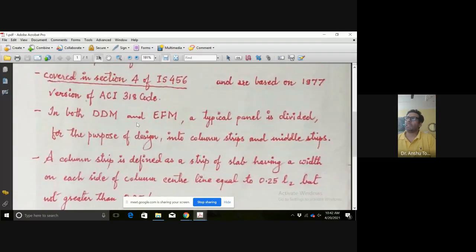In both the methods, a typical panel is divided for the purpose of design into column strip and middle strip. This is another difference. As in RCC frame systems, what do we do? हम स्लैब को अलग से डिजाइन करते हैं, एज पर बाउंड्री कंडीशन.